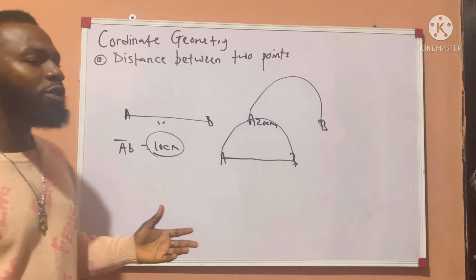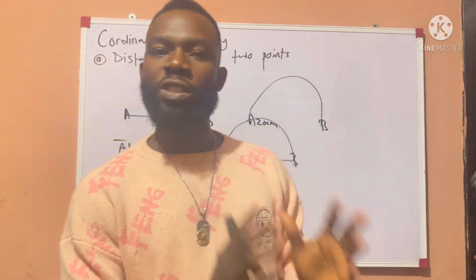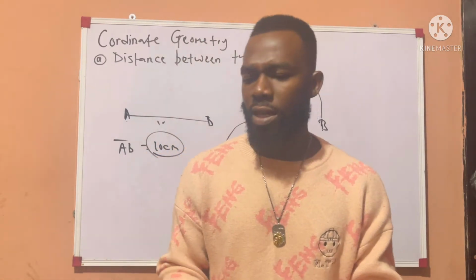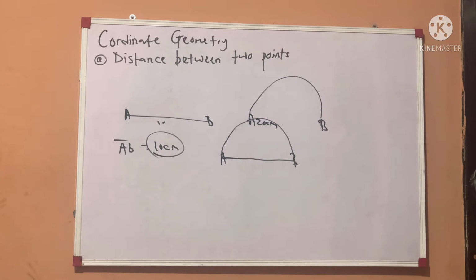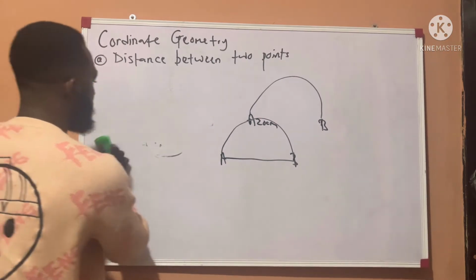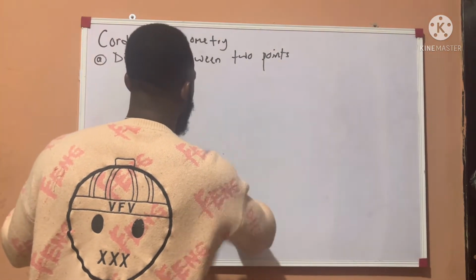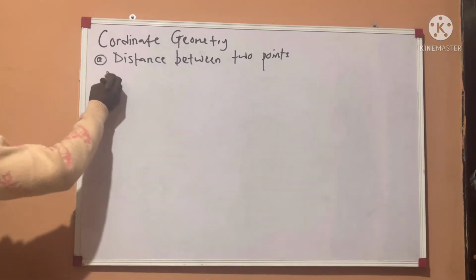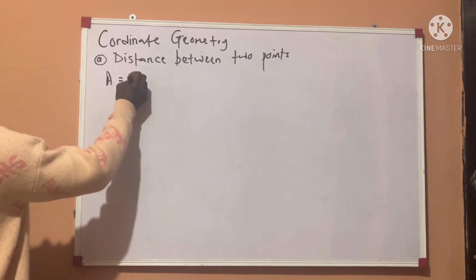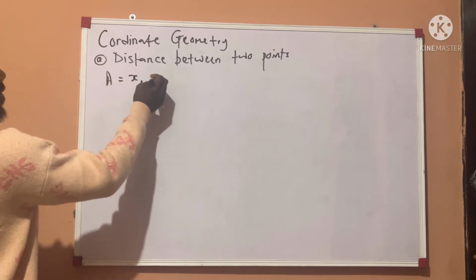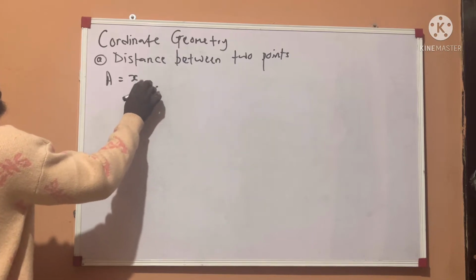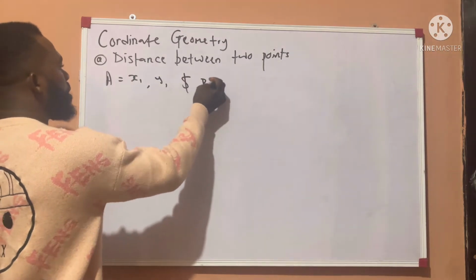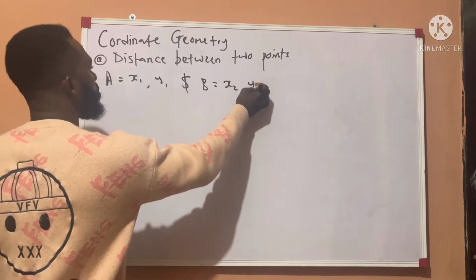Now if you are given questions and you are told to solve for the distance between 2 points, there's actually a formula which you can apply. Now if we are given the points A equal to x1, y1, and then B equal to x2, y2.